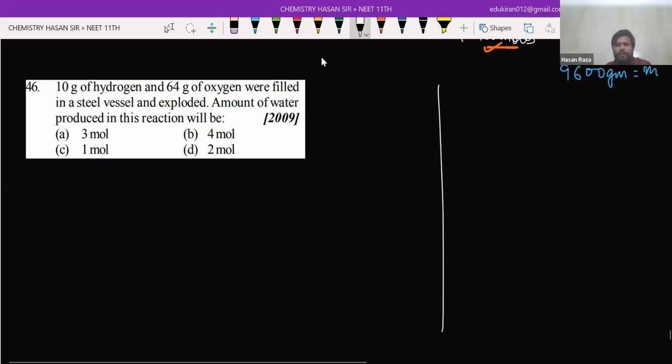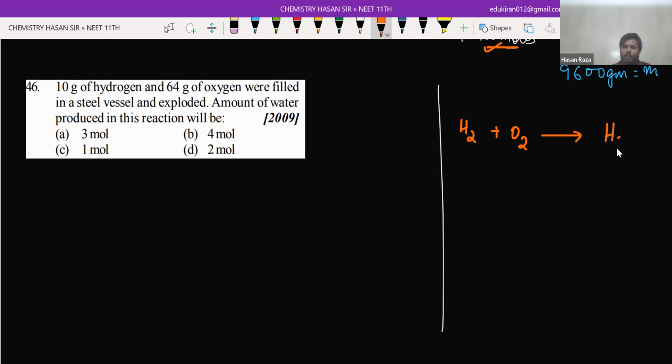One mole is the wrong answer. See, hydrogen and oxygen are reacting. Hydrogen reacts with oxygen, filled in a steel container, and when it reacts, it will form H2O. To balance it, I'm going to multiply with this. Now it is balanced. It is given that this is your 10 gram and this is your 64 gram.